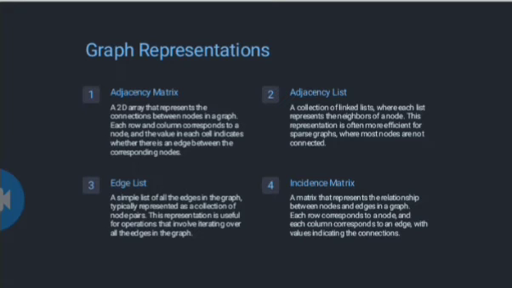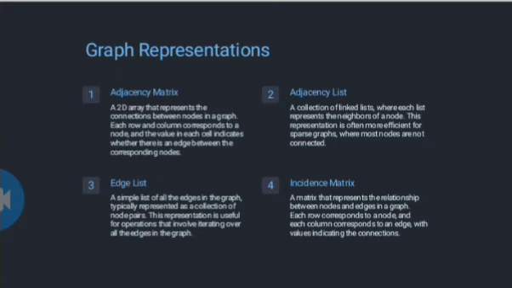Edge list: a simple list of all the edges in the graph, typically represented as a collection of node pairs. This representation is useful for operations that involve iterating over all the edges in the graph.